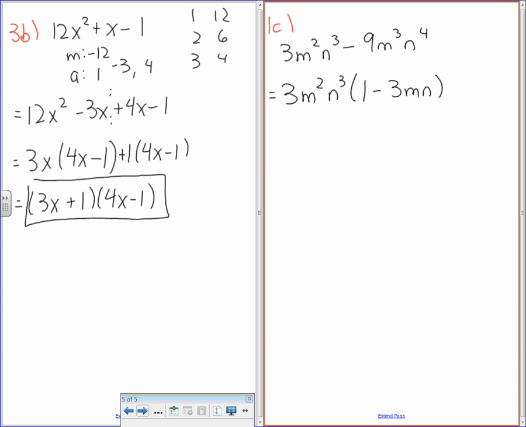Now, this is what scares people, okay? But just think about it. 3 times 1 is 3. M squared times 1 is m squared. M cubed times 1 is m cubed. 3 times negative 3 is negative 9. M squared times m is m cubed. And n cubed times n is n to the 4th. Right, so just what you're dividing everything by.